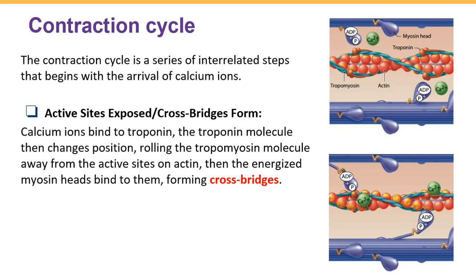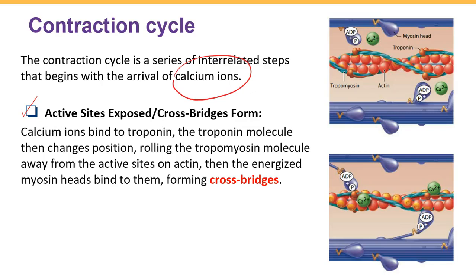So what is the contraction cycle? The contraction cycle is a series of interrelated steps that begins with the arrival of calcium ions. So we need calcium ions to start the contraction cycle. The first thing that happens in the contraction cycle is exposing the active site and making the cross bridges. So active site exposure and cross bridge formation happen at the start of the contraction cycle.